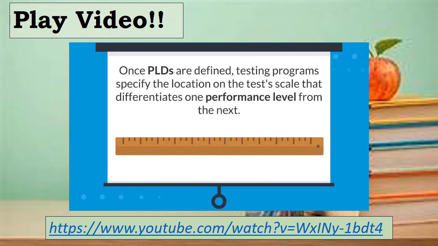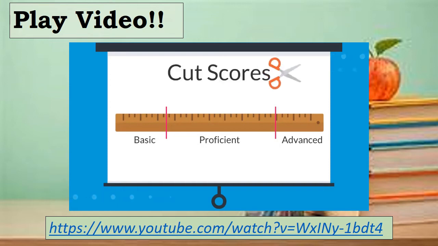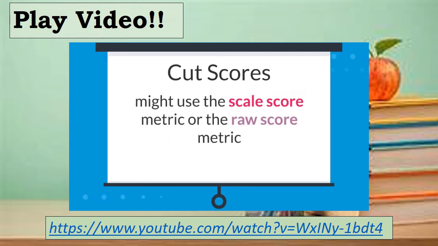Once performance level descriptors are defined, testing programs specify the location on the test scale that differentiates one performance level from the next. These are called cut scores. You can think of that term as cutting the scale into different performance levels. Cut scores might use the scale score metric or the raw score metric, that is, the number of questions answered correctly, depending on how the test is scored.